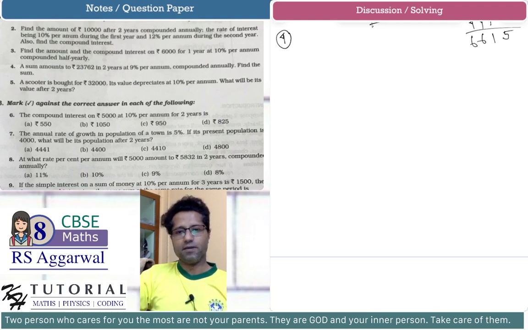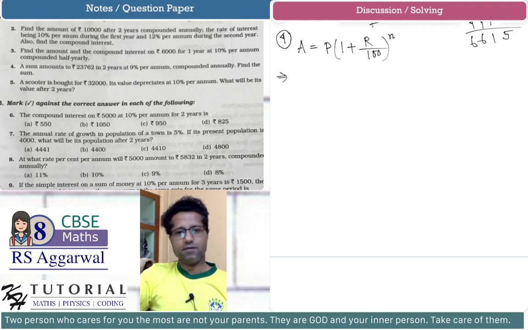When the interest is being compounded annually and the time period is an integer value, then you can directly apply the formula A is equal to P multiplied by (1 plus R by 100) to the power n, where n is the time period in years, R is the given rate of interest per annum, and P is the principal. In this problem, the amount is given, so we have to find P where A is given.